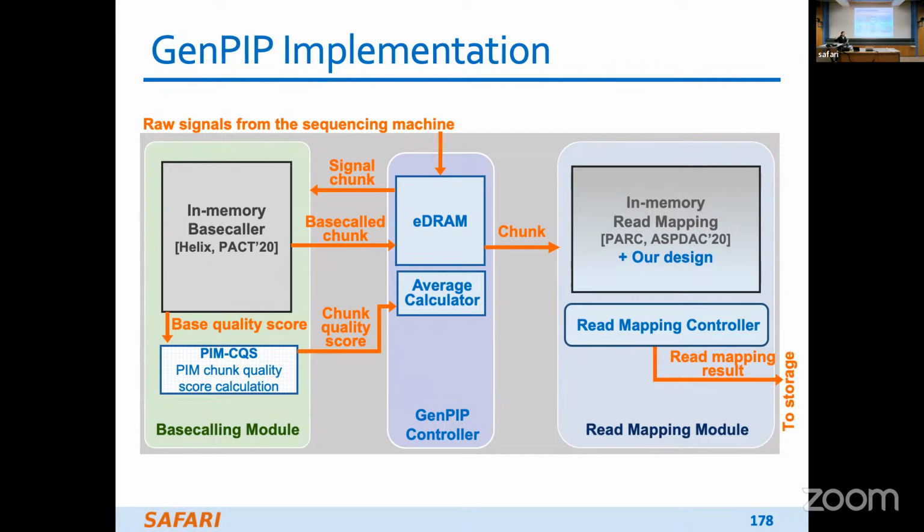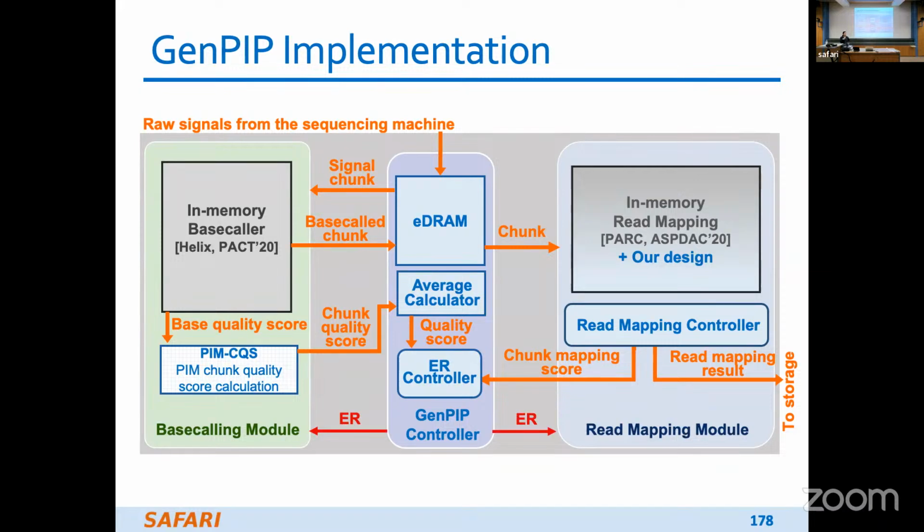And recall that we have the early rejection technique. To enable the early rejection in GenPip, we use the chunk quality scores. We have designed an early rejection controller in the GenPip controller. If there's early rejection based on the chunk quality scores, we send the early rejection signal to the base calling module to terminate the execution of genome analysis on the current read. And to enable the chunk mapping score-based early rejection, we use the chunk mapping scores from the read mapping module. And if there's early rejection, then we send the signals to both modules to terminate the execution on the current read. So these are the new modules that we designed in GenPip.